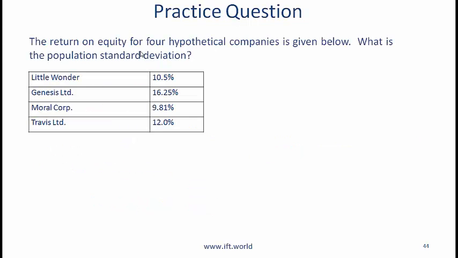Next, do this problem where again we have 4 companies, here is the data, and now you need to find the population standard deviation. So essentially you find the variance and then take the square root.